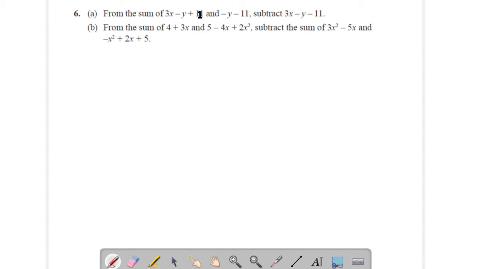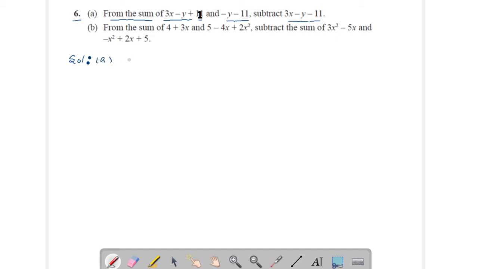Now come to question number 6. A part, from the sum of 3x minus y plus 11 and minus y minus 11, subtract 3x minus y minus 11. See the solution. A part.